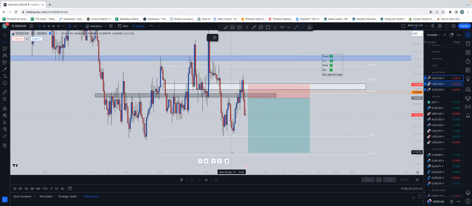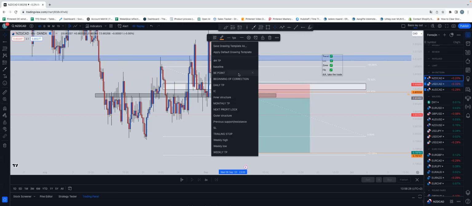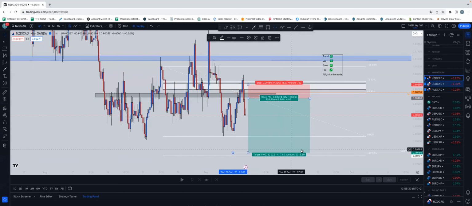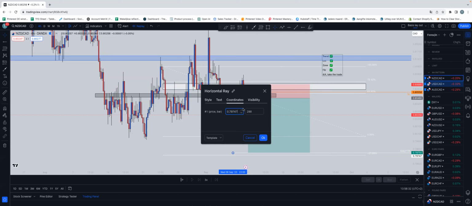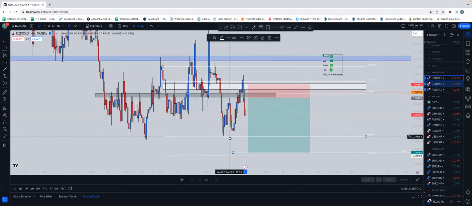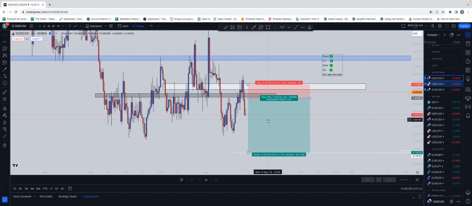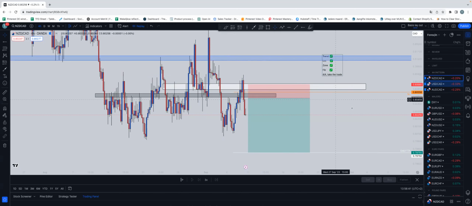And to finish it off, let's put the daily TP as well on the 750 round number, and let's remove the fib. So this was the setup that I'm currently looking at and my Sunday market breakdown.